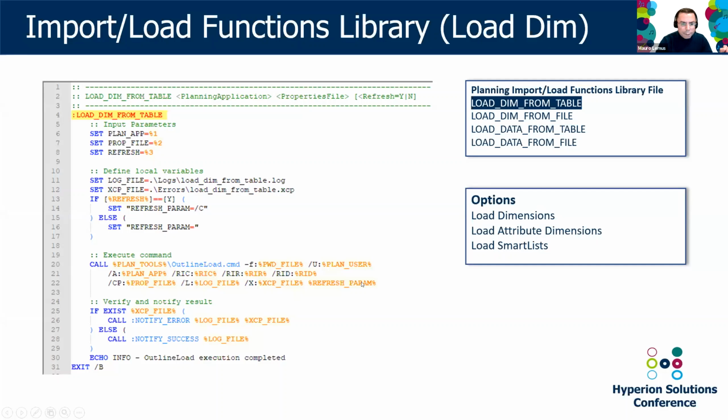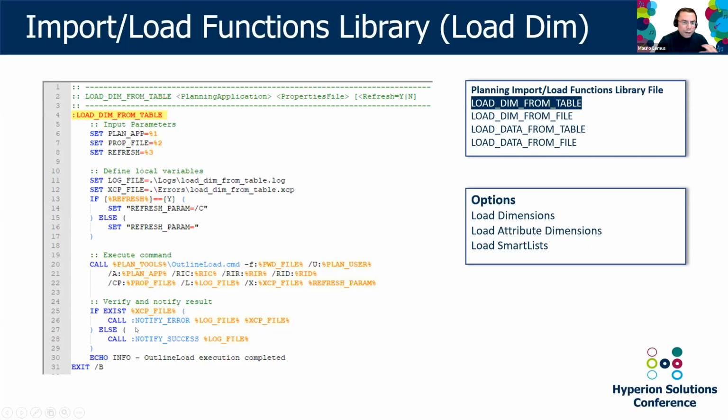So we define the parameters that we need for this particular task. The planning application is being used here, and the property file is being used here. And the information for all the other parameters is coming from the global configuration file. So you don't have to define that over and over, and you don't have to worry about changing those parameters everywhere whenever something changes.